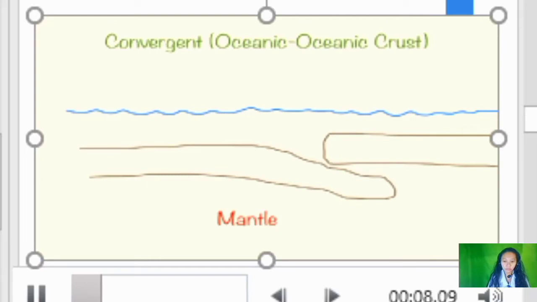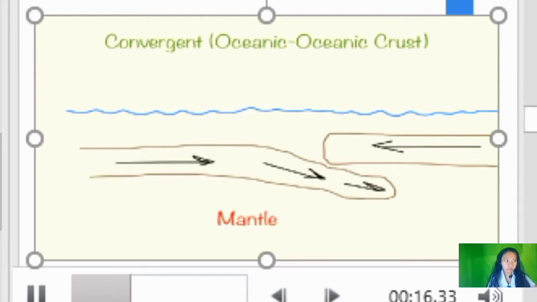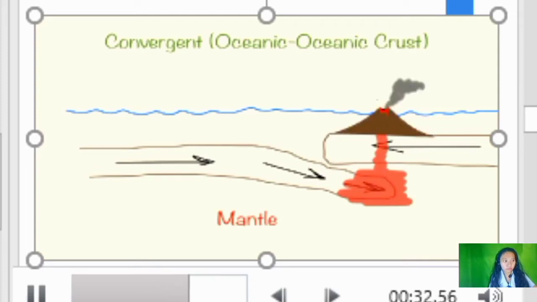When this oceanic crust meets another oceanic crust, one plate is going to be more dense and therefore sink below the less dense plate. As the oceanic crust is forced into the mantle, it begins to heat up. This is going to cause part of the crust to start melting. This less dense magma is going to rise to the surface and create a volcano.